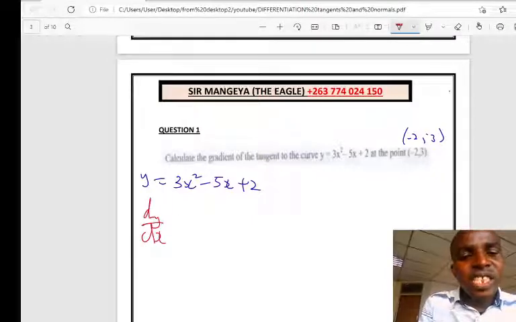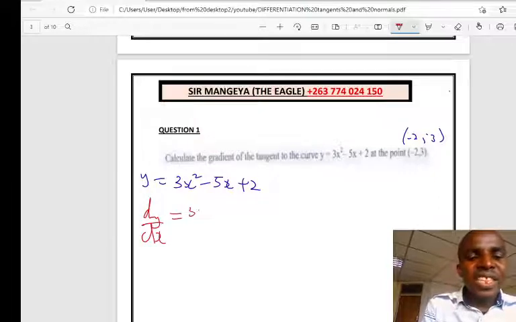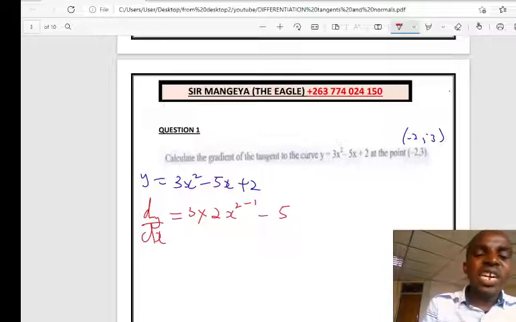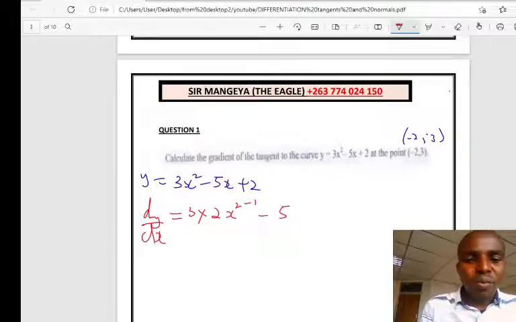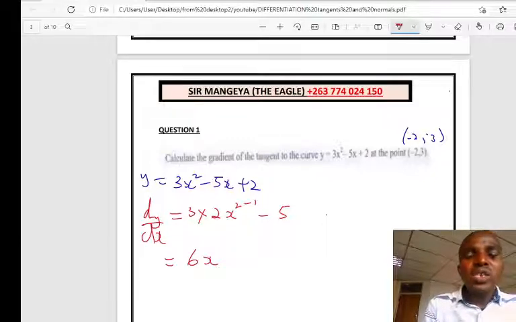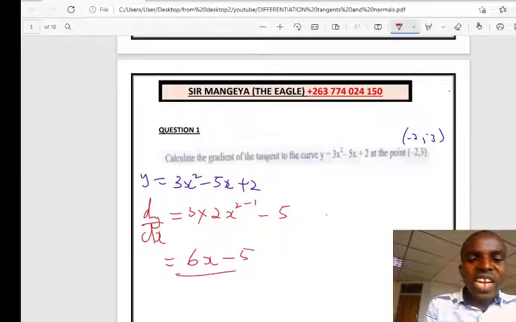dy/dx is equal to, here you say 3 times, you bring down the power 2, x to the power 2 minus 1, minus, then differentiating 5x you get 5. Remember, then differentiating the constant 2 you get 0. So there's 0, you don't write anything there. It will be equal to 3 times 2. 3 times 2 is 6, x to the power 2 minus 1 is 1. So it will be minus 5 like this.